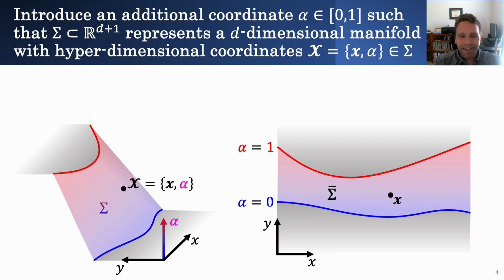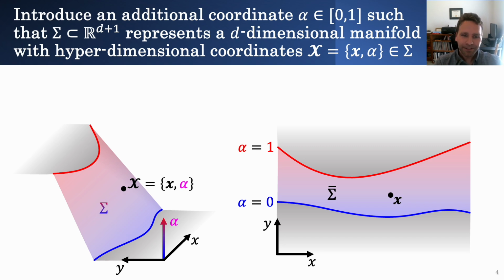So if you were to view this in kind of a three-dimensional plot with this auxiliary coordinate alpha on this vertical axis, you would see that this domain certainly has coordinates x, but it's also equipped with this auxiliary coordinate alpha. All right, so what's the point of introducing this alpha, and what exactly is its interpretation in this context?